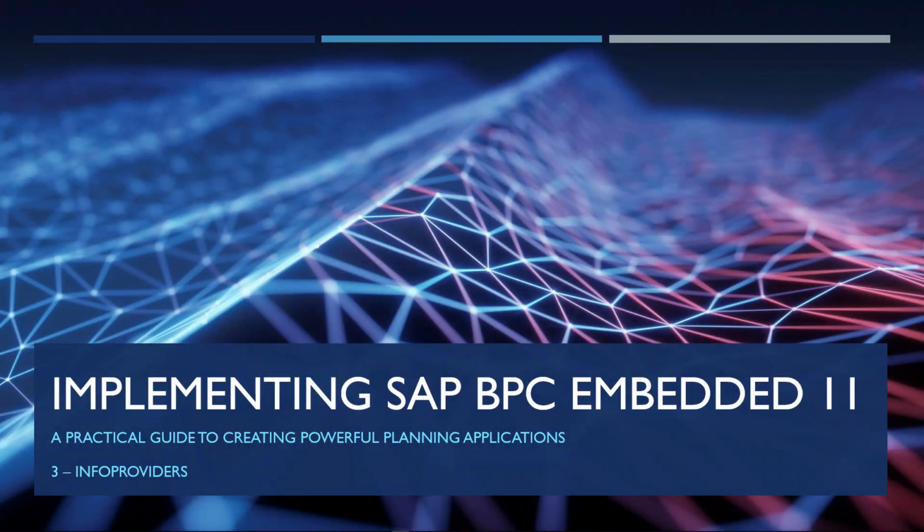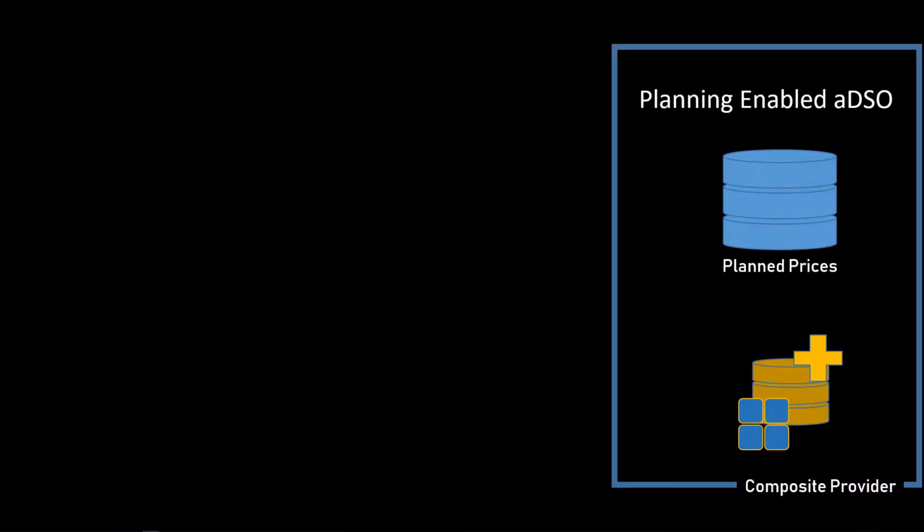As the name alludes to, InfoProviders are tables and views that provide us with data for planning and reporting. These InfoProviders are either real objects such as aDSOs or virtual providers such as Composite Providers. We will cover each of these objects that are relevant for planning in more detail later in this lecture.